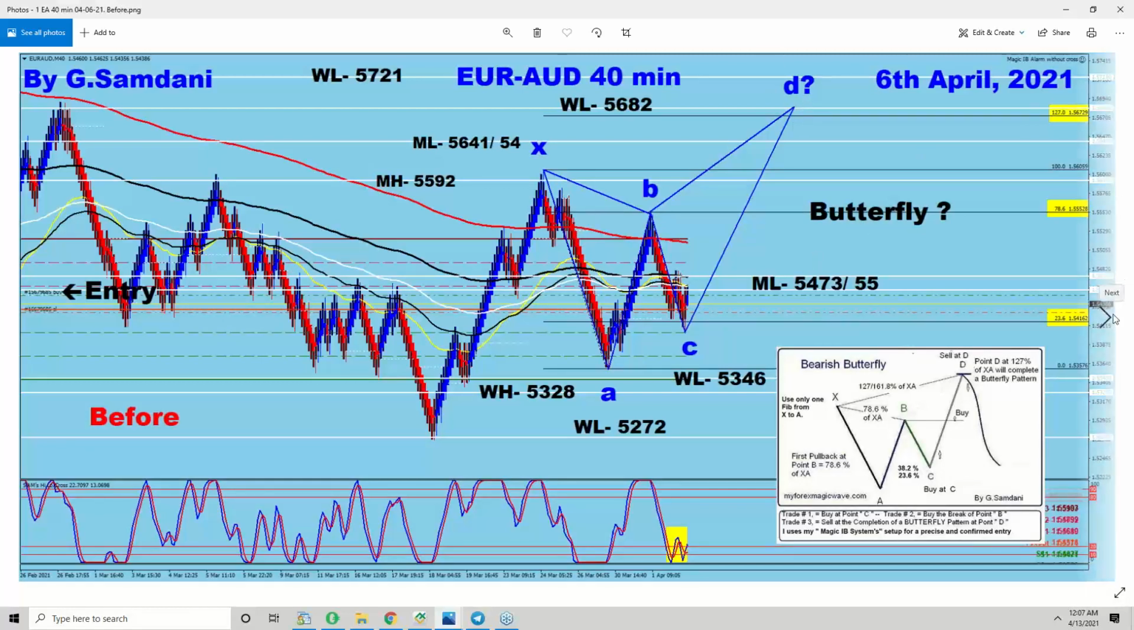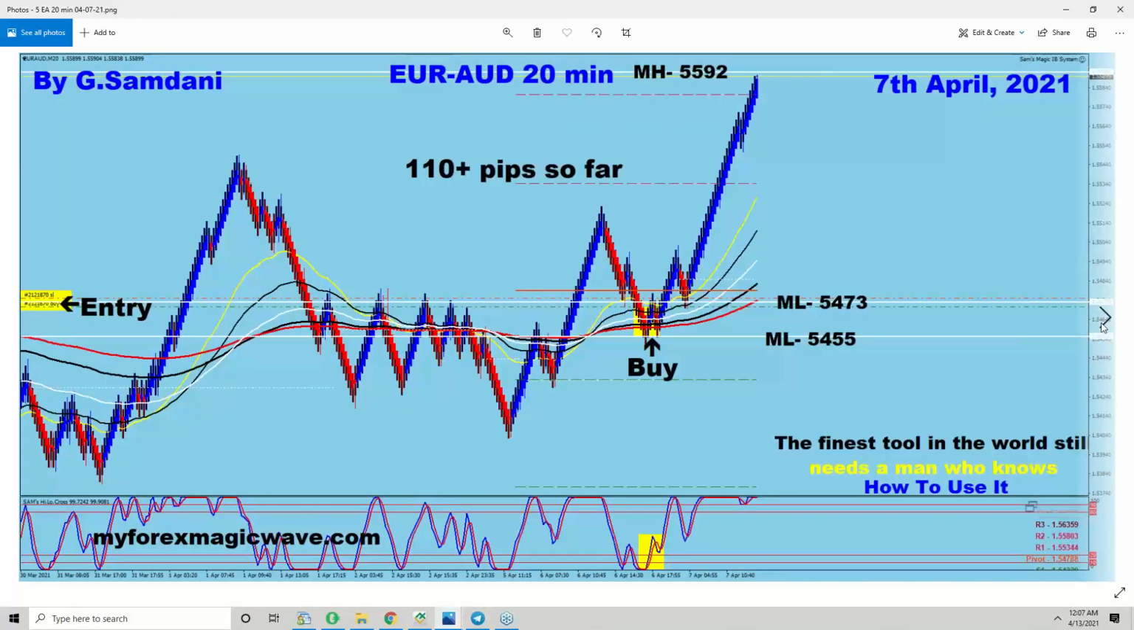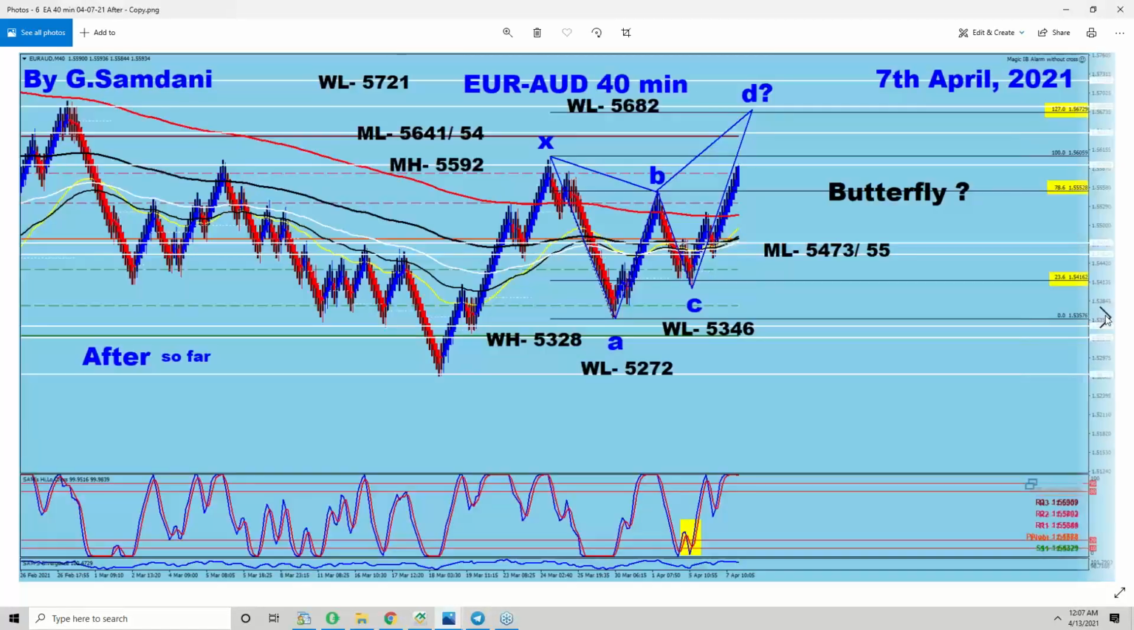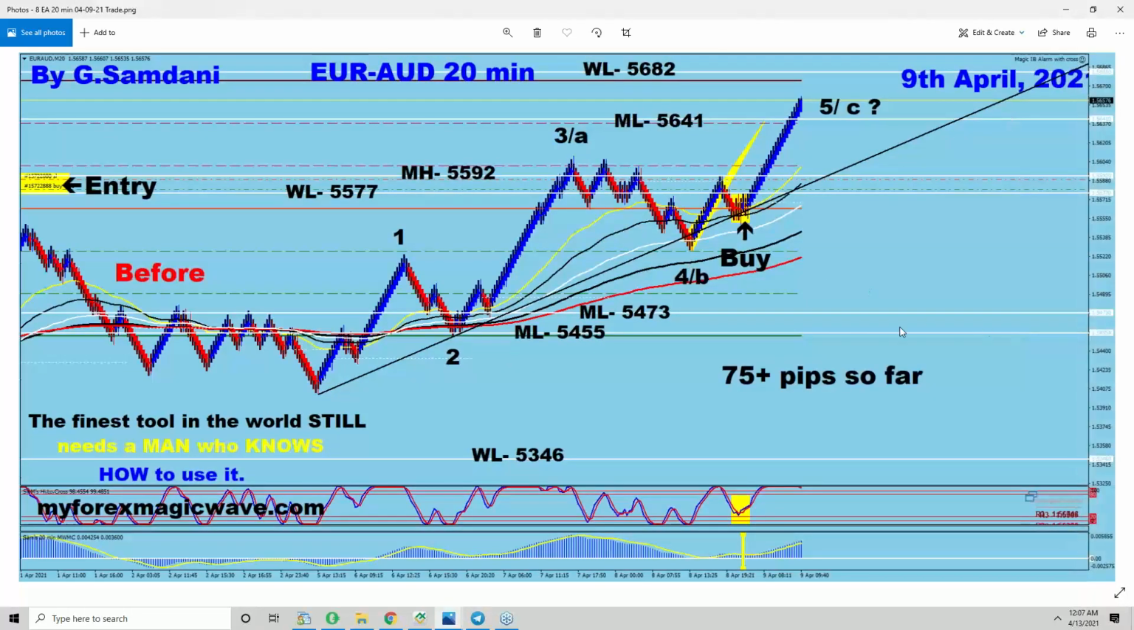So what happened to this chart? It went there. This is my first trade from the 7-minute chart, the entry. It went up and came down, and then it bounced from the 20-minute setup for 110 pips. Then it finished here, I waited for the retracement, and this is the setup for wave 5, mixing Elliott wave and harmonic pattern together. This one went up for 75 pips, just recently, last week.